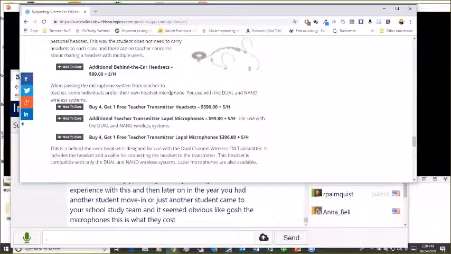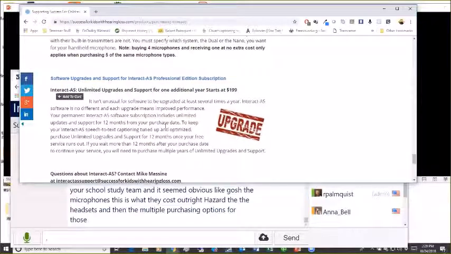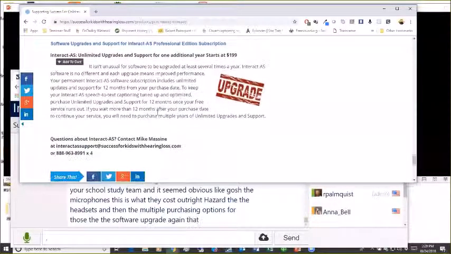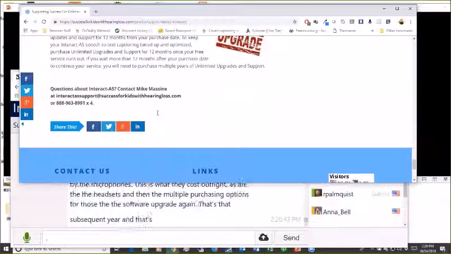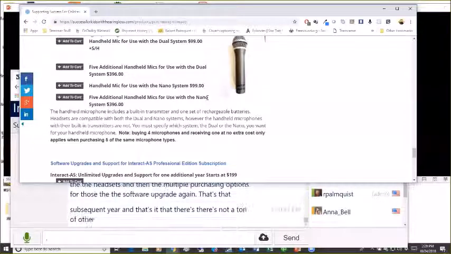If you're really impressed and just want to buy the microphones, this is what they cost outright, as are the headsets, and then the multiple purchasing options for those. The software upgrade, again, that's that subsequent year, and that's it. There's not a ton of other things that go into using this equipment.